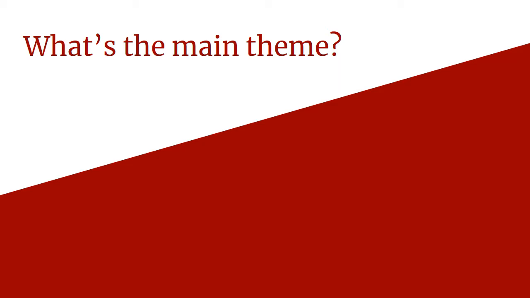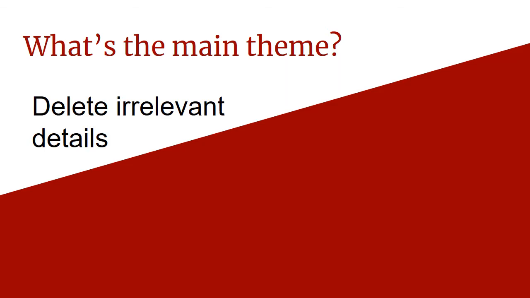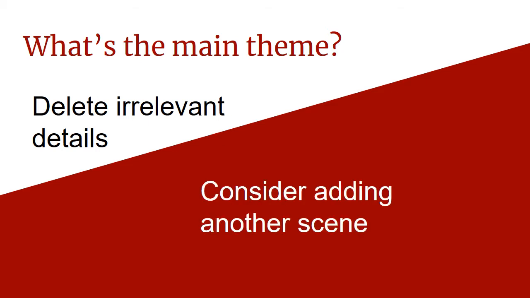As we think about that theme or lesson, we may have to decide that there are some details that we have written in our first draft that are not relevant, not important to the story. They may distract the reader, they may take up space, they may slow down the reader. Let's get rid of those irrelevant details and just use the details that are important to help the reader get the main theme.